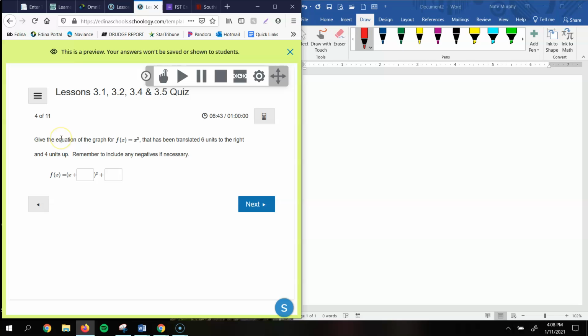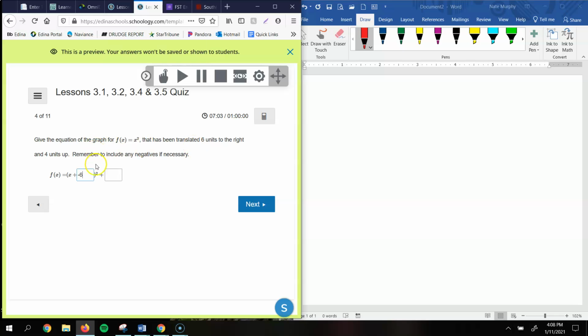All right, here we have a translation. These are a little bit easier. It says, give the equation of the graph that has been translated 6 units to the right and 4 units up. Remember to include any negatives if necessary. If it moves to the right, that means it's going to be x plus a negative 6.